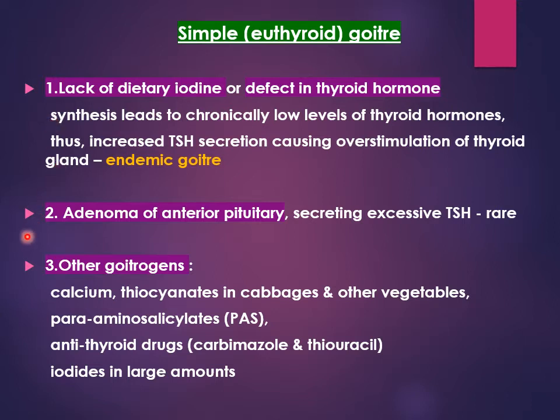Second is an adenoma of the anterior pituitary gland, which causes an increased secretion of TSH. This can also cause goiter, but is rare. Then other goitrogens, the substances that can cause goiter: calcium, thiocyanates in cabbages and other vegetables, para-aminosalicylic acid, PAS, anti-thyroid drugs, carbimazole and thiouracil, and iodides in large amounts.